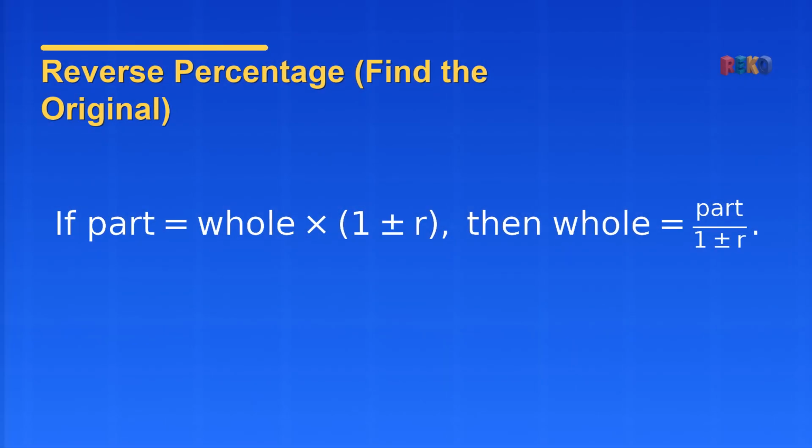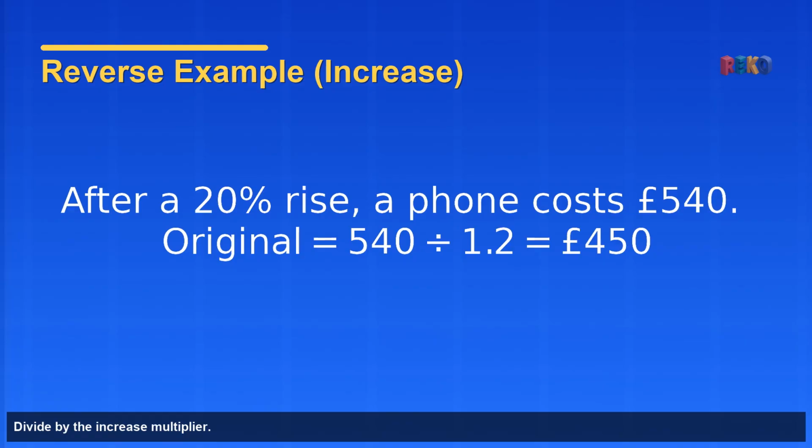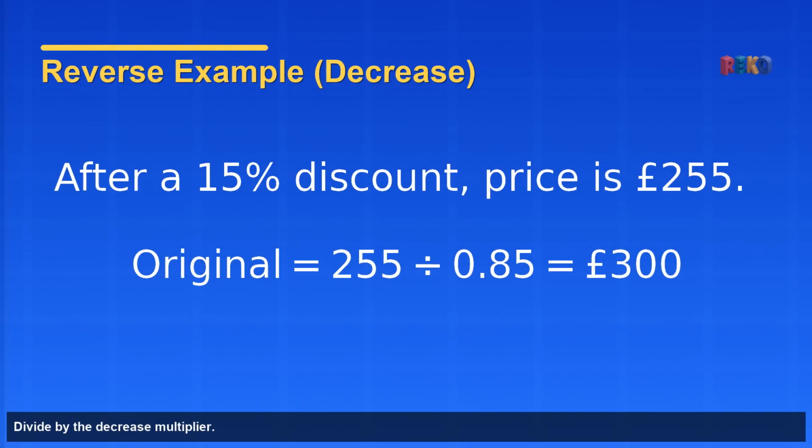Reverse questions give you the after number and ask for the before. Use the inverse multiplier. Divide the final value by the multiplier you used to get there. A phone is 540 pounds after a 20% rise. Original equals 540 divided by 1.2, which is 450 pounds. A jacket is 255 pounds after a 15% discount. Original equals 255 divided by 0.85, which is 300 pounds.